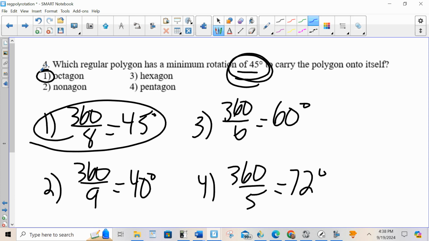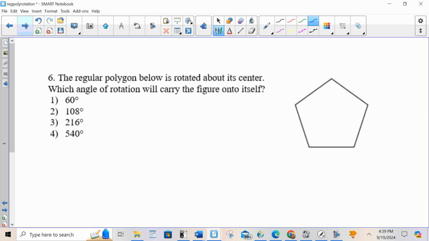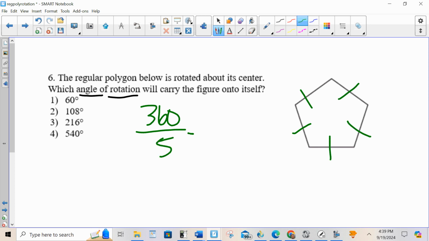Now we get into the real part of the lesson, although they could ask what we just did. Number 6, the regular polygon below is rotated about its center. Which angle of rotation will carry the figure onto itself? Notice it doesn't say minimum rotation, it just says rotation. Step 1, 360 over n to find the minimum rotation. What's n in this example? There's 1, 2, 3, 4, 5 sides. It's a pentagon. I do 360 over n, which is 72.